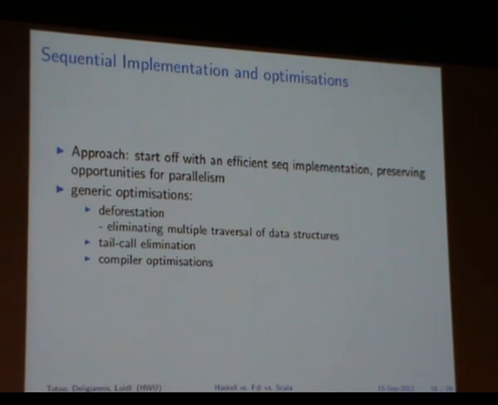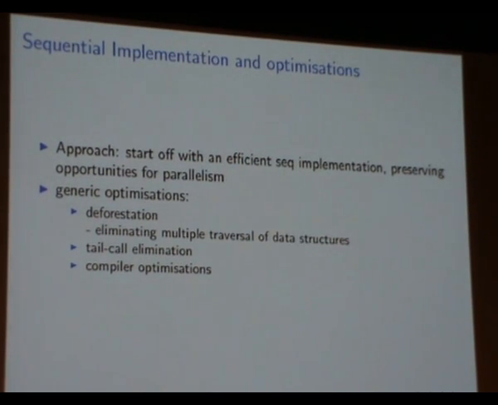So our approach is basically we start off with a very sequential implementation and try to preserve opportunities for parallelism by not using features such as mutable state, so we could easily parallelize the algorithm. And we apply a number of generic optimizations, such as deforestation, which is the elimination of multiple traversals of data structures, and tail call optimization, and compiler optimization. All of the three compilers have several optimizations.